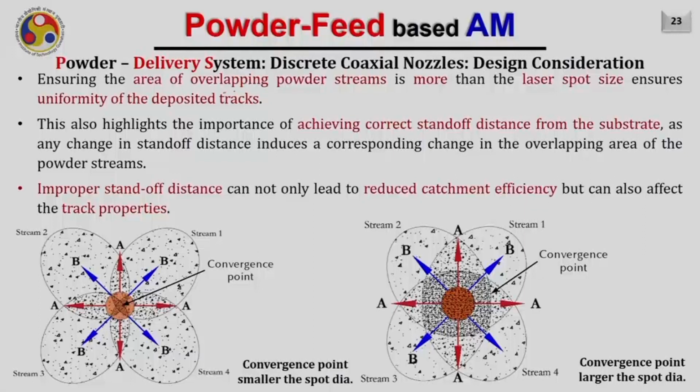If someone is designing their own nozzle, they should consider these factors related to the geometry of the nozzle while designing it optimally. Also, we have to ensure that the overlapping area of the powder stream is always more than the laser spot size.